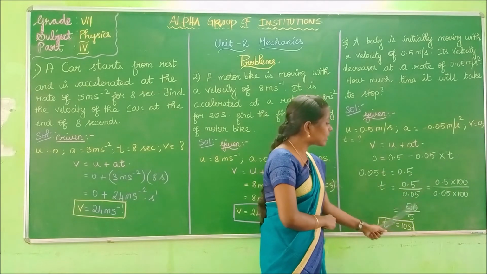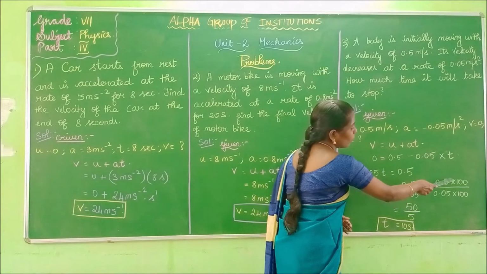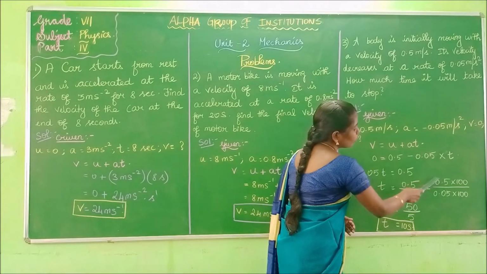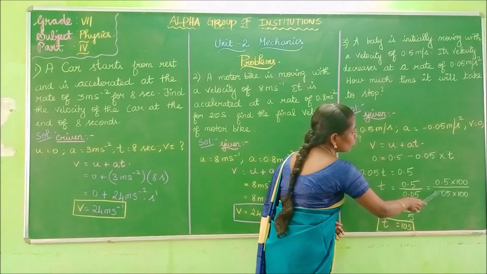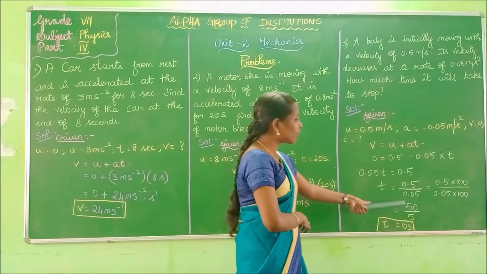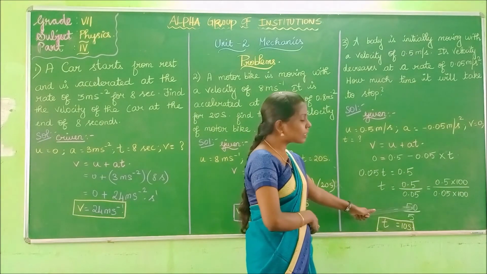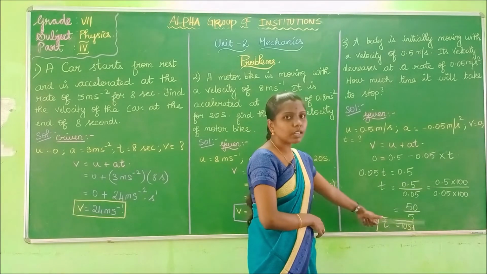0.5 into 100 is 50. Move the decimal two places. 1, 2. So 50 by 5. What will be the answer? The answer will be 5... Okay, 50 by 5, if you cancel this, what will be the answer? 10. So the value for time is 10 seconds.